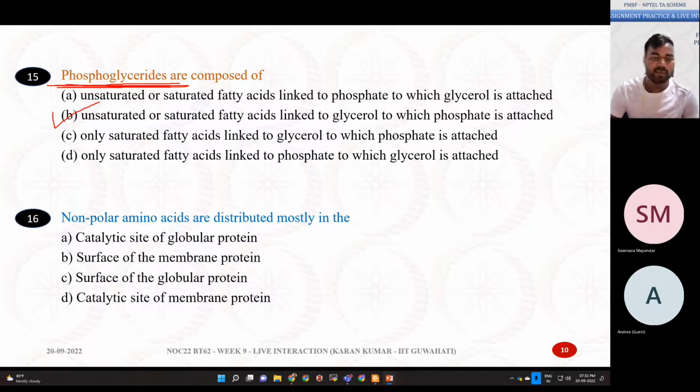Next question: non-polar amino acids are distributed mostly in option A, the catalytic site of globular protein, option B, surface of the membrane protein, option C, surface of the globular protein, option D, catalytic site of the membrane protein. Any idea? Non-polar amino acids, which do not have polarity, are distributed mostly in which part?